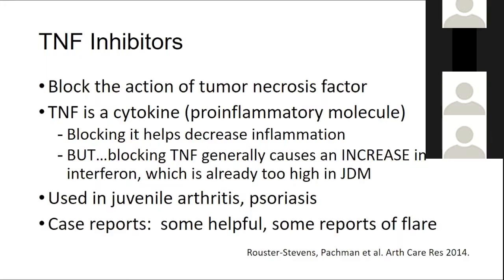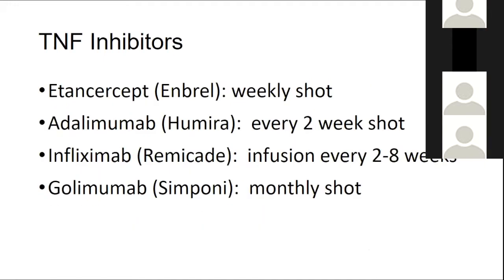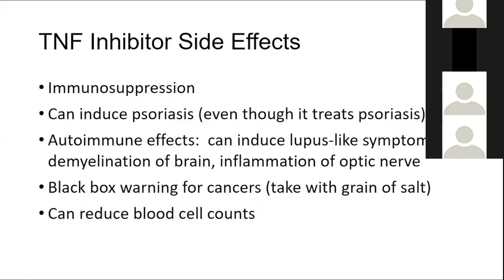I have used TNF inhibitors in some patients with juvenile myositis who also have psoriasis. TNF inhibitors are FDA approved for the treatment of psoriasis. They're also FDA approved for juvenile arthritis, and they're also used for inflammatory bowel disease. So for some patients who have psoriasis in addition to their myositis, this may be a helpful medication. There right now are 4 different TNF inhibitors that are the most popular ones. The only one that is IV is called Remicade. The other ones are subcutaneous injections that can be done at home.